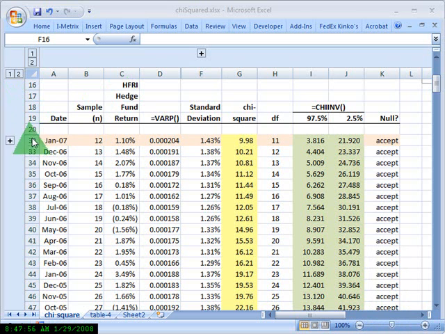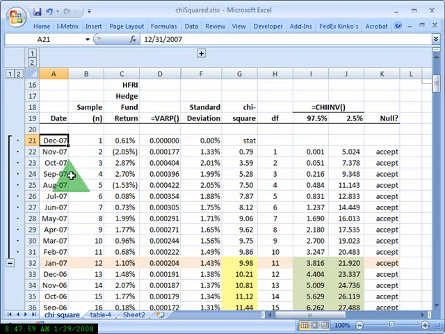So what I've done here is I'll expand these columns, and ending with the month December 2007, I calculated monthly periodic returns for the HFRI's hedge fund index. In December 2007, the monthly return was 0.61%. In November 2007, the monthly periodic return was a negative 2.05%. And so this is our sample, and I went back several months, but we're just going to look at the last year, going back to January 2007. So those are the periodic returns.